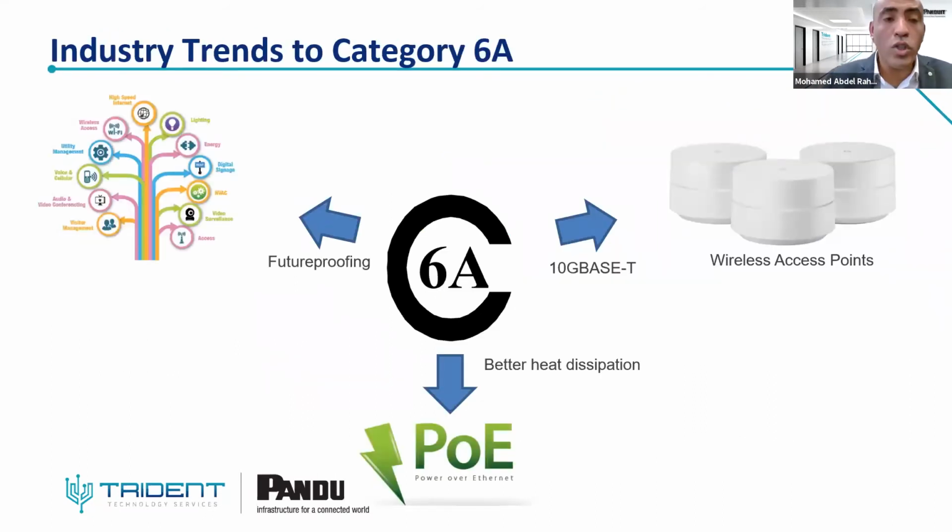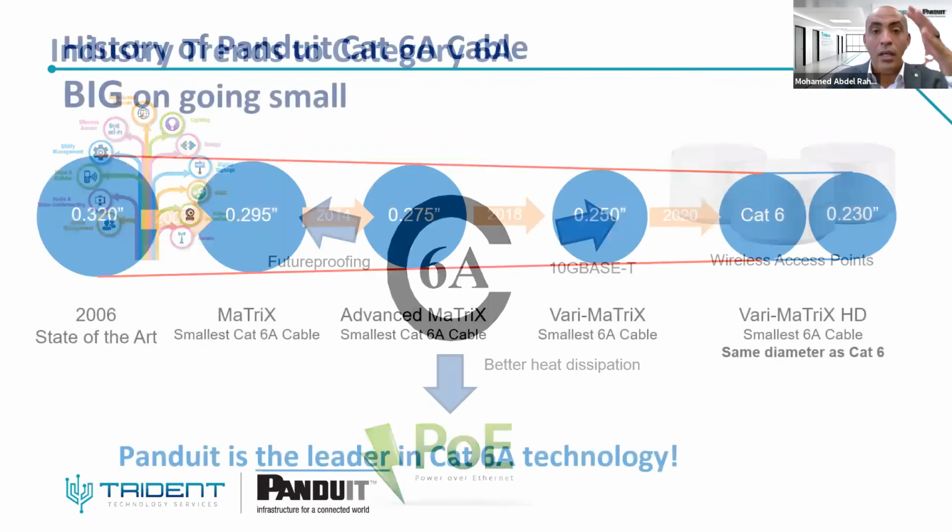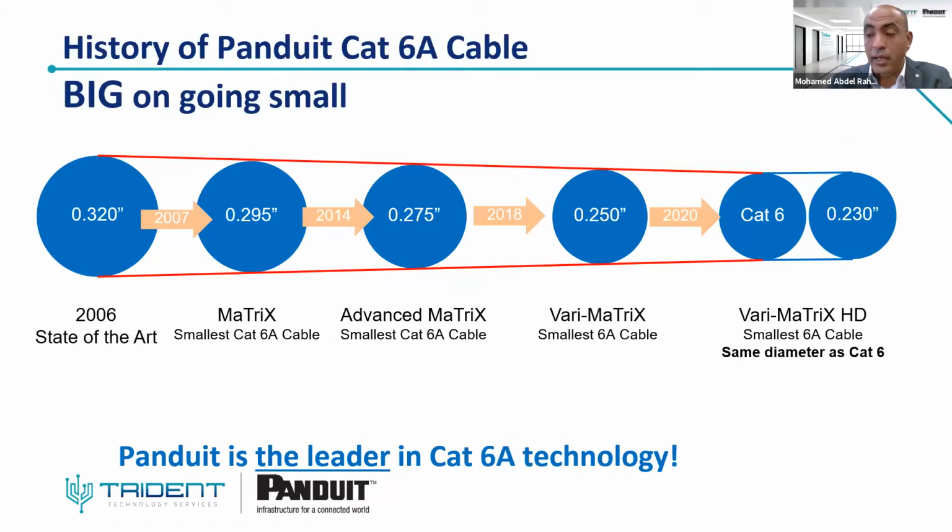Also, most of the standards nowadays recommend using Cat6A cable when you are talking about PoE or wireless access points. One of the recommendations is that you install Cat6A cables from day one. So this is the history of the Cat6A cable, starting with the traditional cable. It started in 2006.